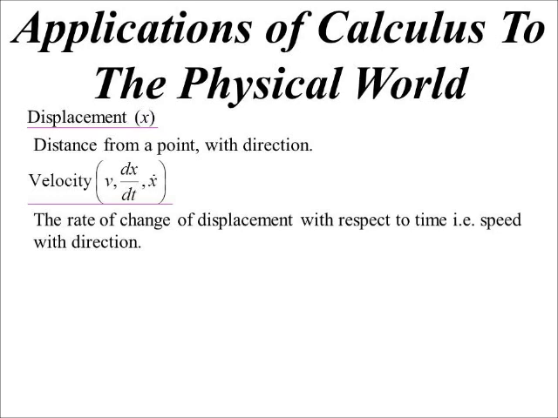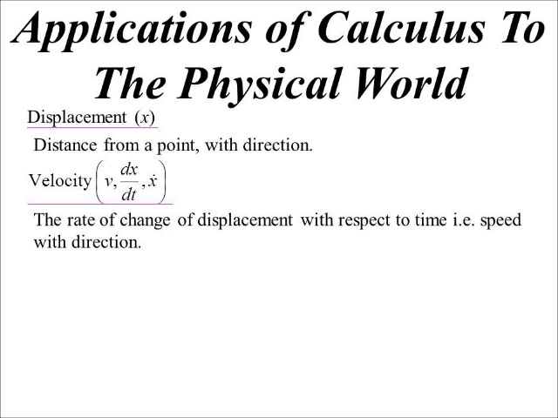So velocity. Now velocity is similar to speed, but with direction. So rate of change of displacement with respect to time. Remember, speed would be the rate of change of distance with respect to time. So the difference being, again, direction. Some different symbols, obviously v for velocity, but as it is a rate of change, we could just put dx to t.